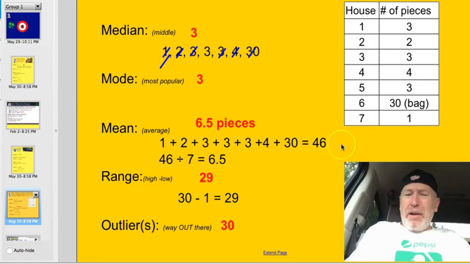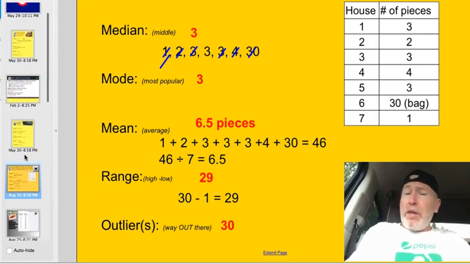30 pieces in there. That is definitely an outlier, and that's definitely impacting the average. Take a look at this here. 6.5 pieces. She got 2s, 3s, and 4s at most of the houses. It's that 30, that outlier, that was really impacting that. But again, we'll take a look at how that skewed the data in the next lesson.